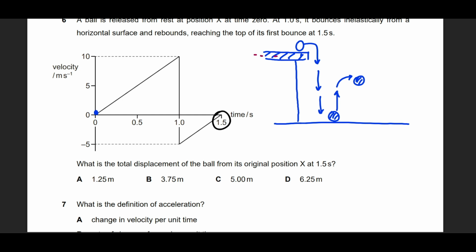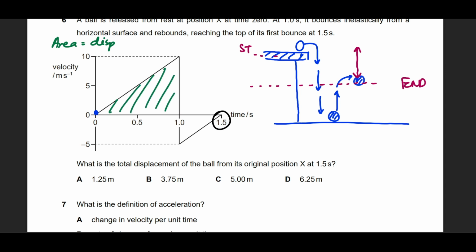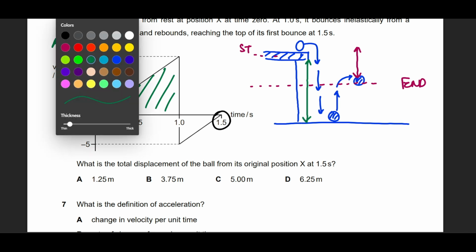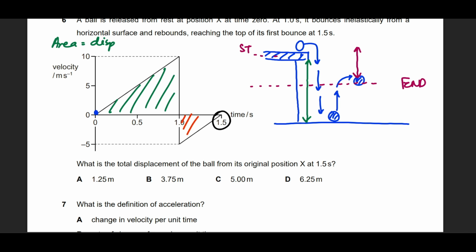So if this is my starting point, and this level is my ending point, then the displacement will be from the starting point till the ending point, right? So this is what I'm supposed to find out. Now since this is a velocity time graph, I can understand that the area under the graph will give me the displacement, right? So the first half, the green half, gives me the displacement covered while falling downwards. And the orange half gives me when it was going to go back up again, right?